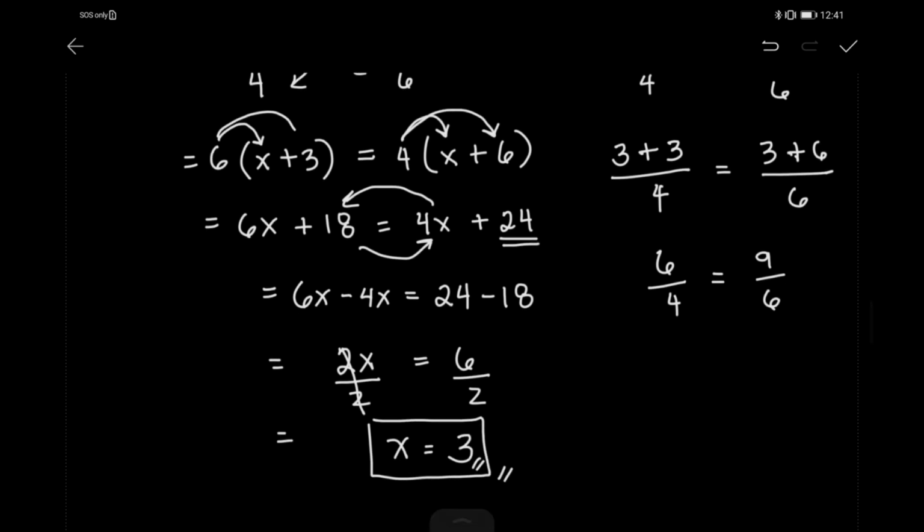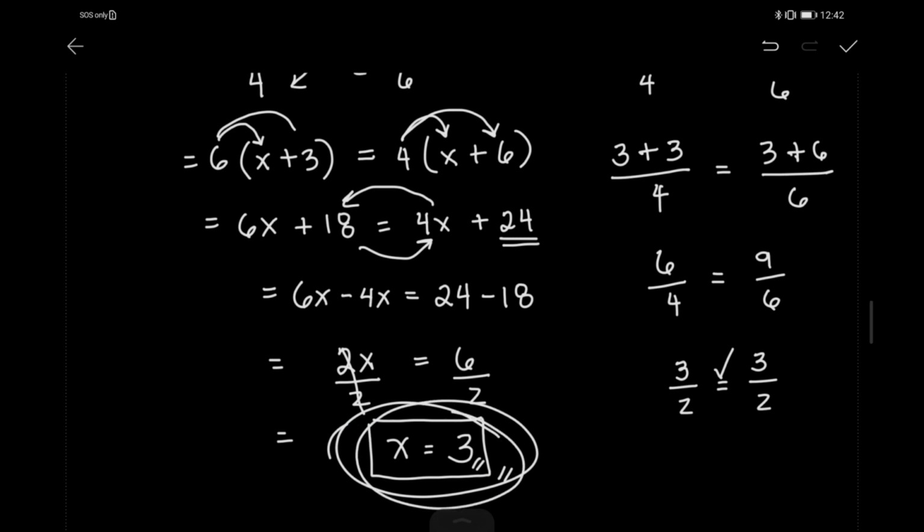If we simplify this one, 6 and 4 are divisible by 2. Therefore we can simplify this as 3 halves. And this one, 9 and 6 are divisible by 3. So if we simplify this one, this will become also 3 halves. Since they become equal to each other, therefore, we can say that our answer, x equals 3, is the correct answer.